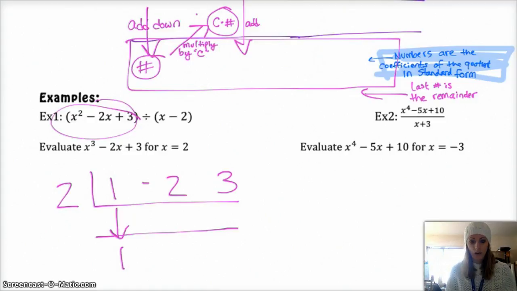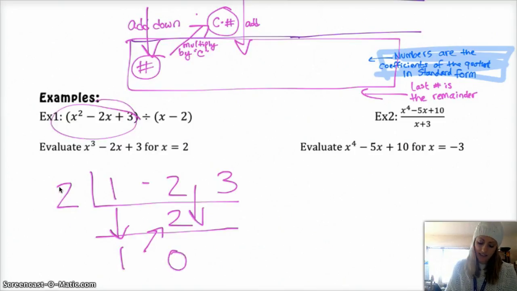And then I take that 1 and I multiply it by c to get this next number here. So 1 times 2, right? 1 times 2 is 2. So then I add down again. -2 plus 2 is 0. And then I take 0 and multiply by c, which is 0. And then add down for the last one is 3.